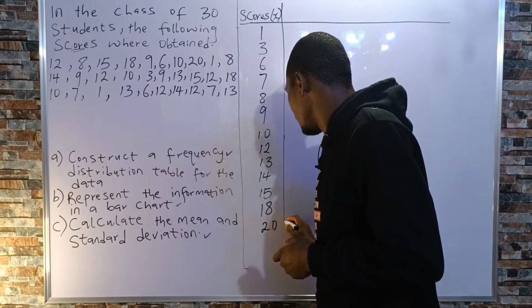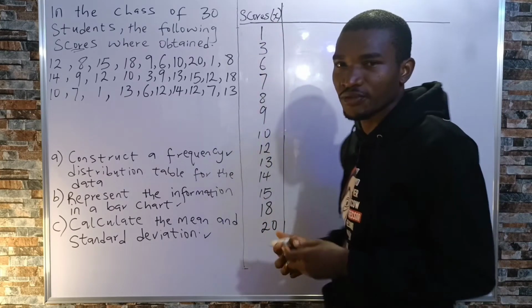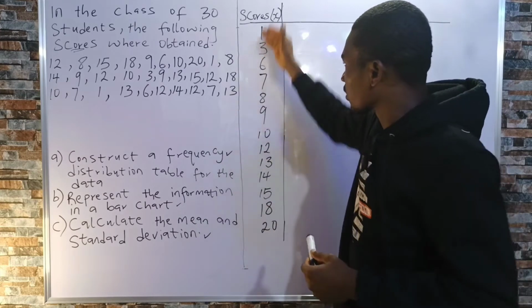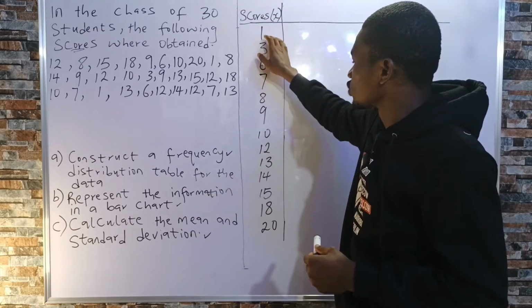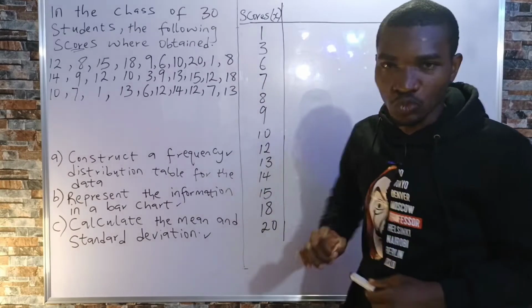So obviously, these are the scores we have. Remember what I did was to arrange these scores in ascending order, that is from the smallest score, which is 1, to the highest score, which is 20.